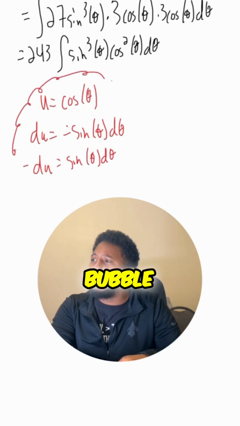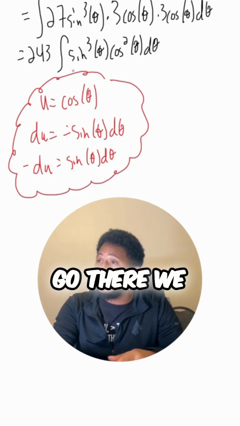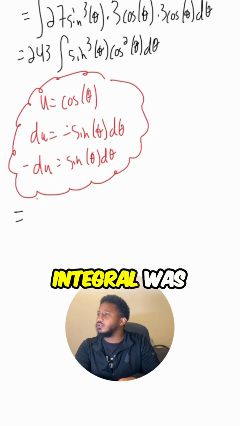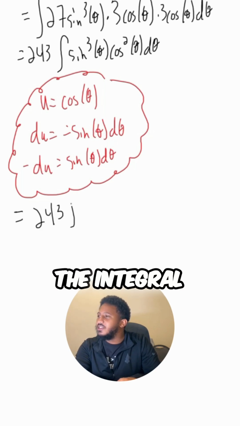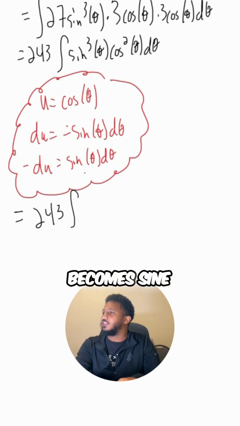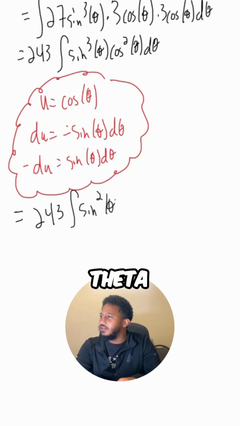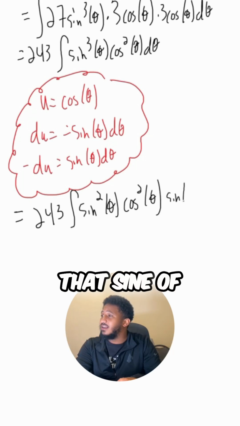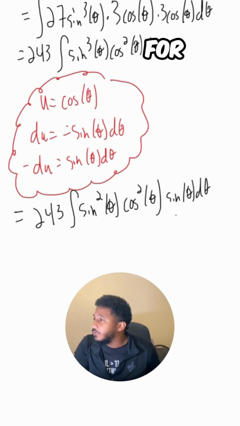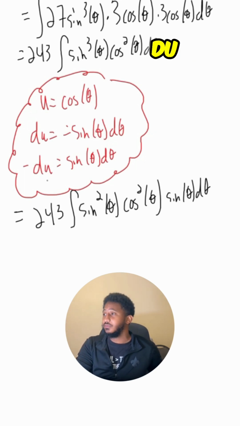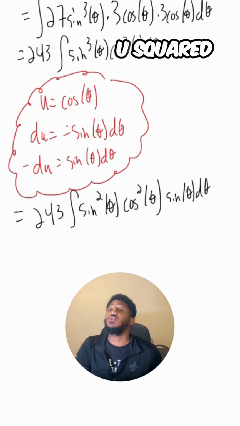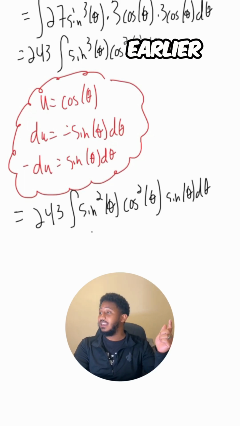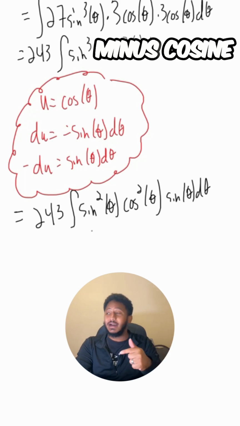Here's another sub bubble, another subble. Then from there, our original integral was 243 times the integral of, but now we'll take that sine of theta off. So this becomes sine squared of theta times cosine squared of theta times that sine of theta d theta. We have something to plug in for sine of theta d theta: that'll be the negative du. For the cosine squared, we'll just call that u squared. But for this sine squared, we can use what we did earlier: we know sine squared is 1 minus cosine squared.